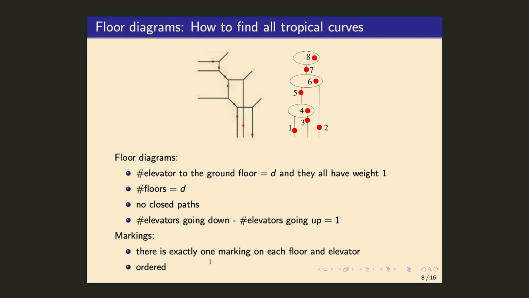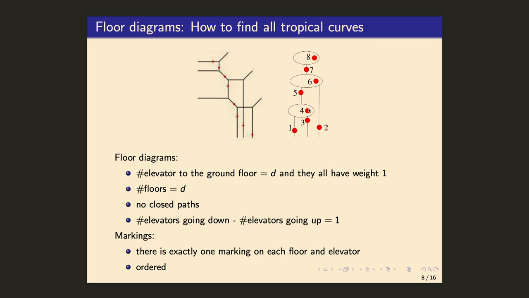And these floor diagrams follow a couple of rules, which I listed here. So the number of elevators to the ground floor is always d, which is the degree, and they all have weight 1. So the elevators could have higher weight. And the number of floors is also d. So in this case, we also have 1, 2, 3 floors. So this works. There are no closed paths. This is because we have something rational. So I don't have any loops here.